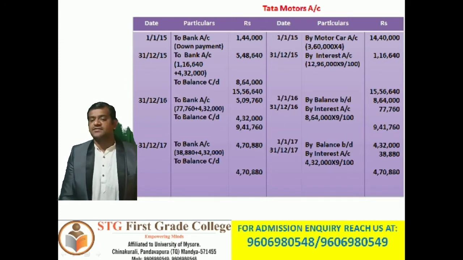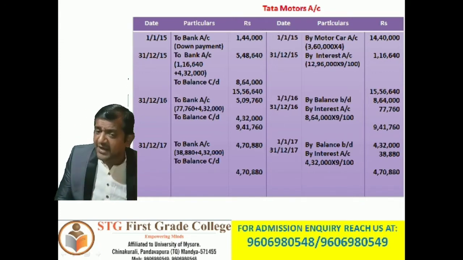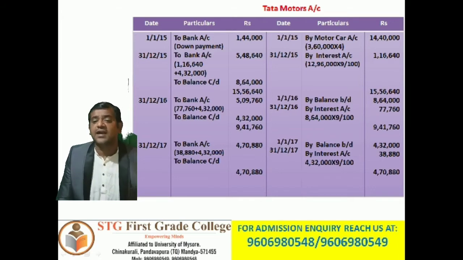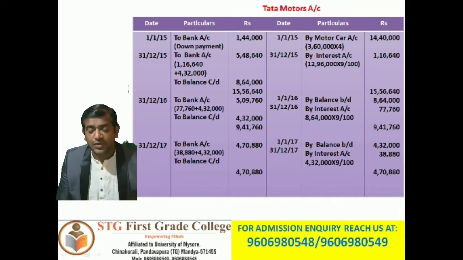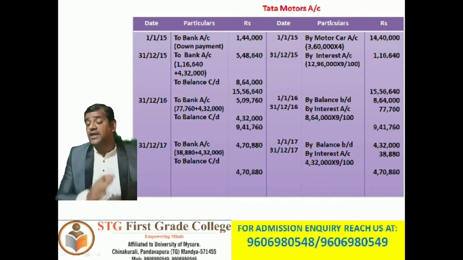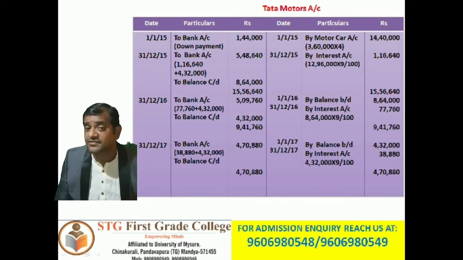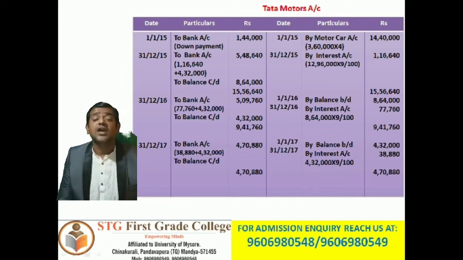On 31st 12 2016 by interest account. Open the bracket and write 8,64,000 into what is the rate of interest? 9%. So 9 divided by 100, that comes to 77,760 rupees. How much?